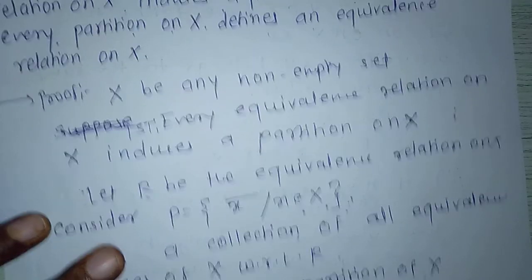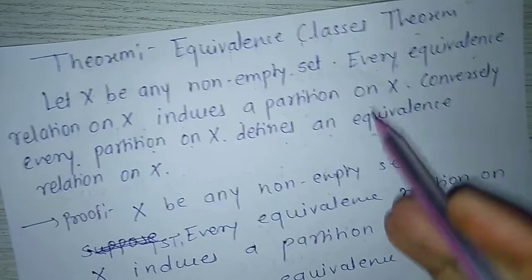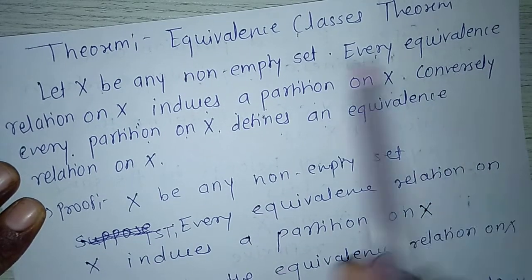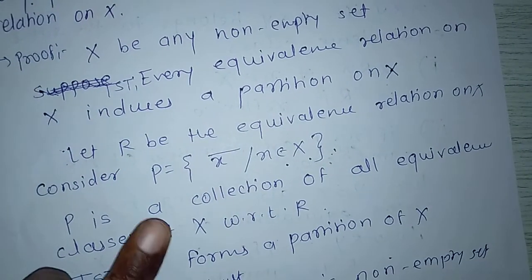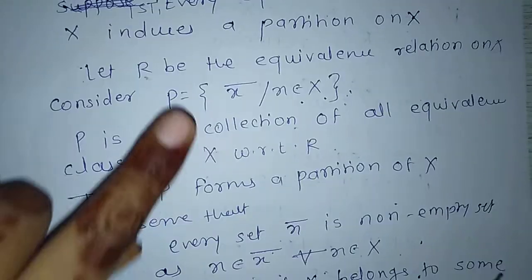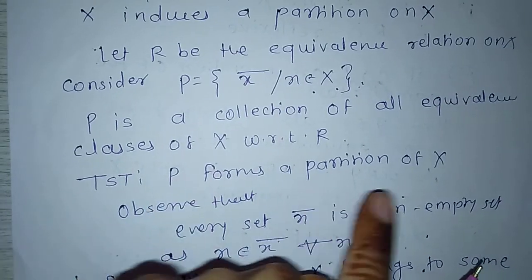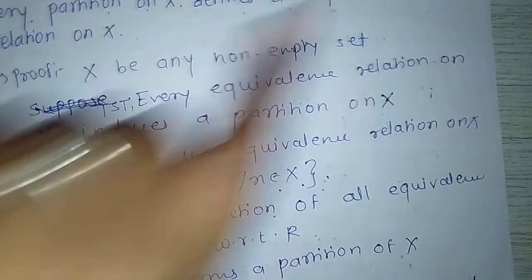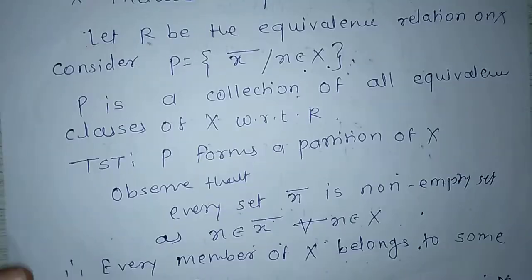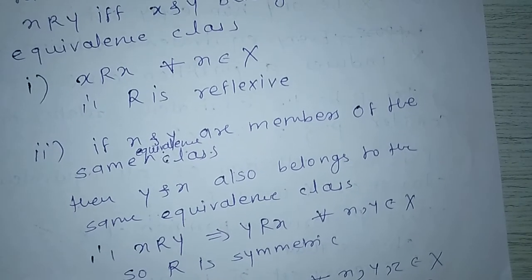First, we proved every equivalence relation on X induces a partition on X. In this, suppose we let R be the equivalence relation on X, and then we show that this set forms a partition of X, and conversely we suppose P is a partition on X, and then we show that R is an equivalence relation. Next, definition.